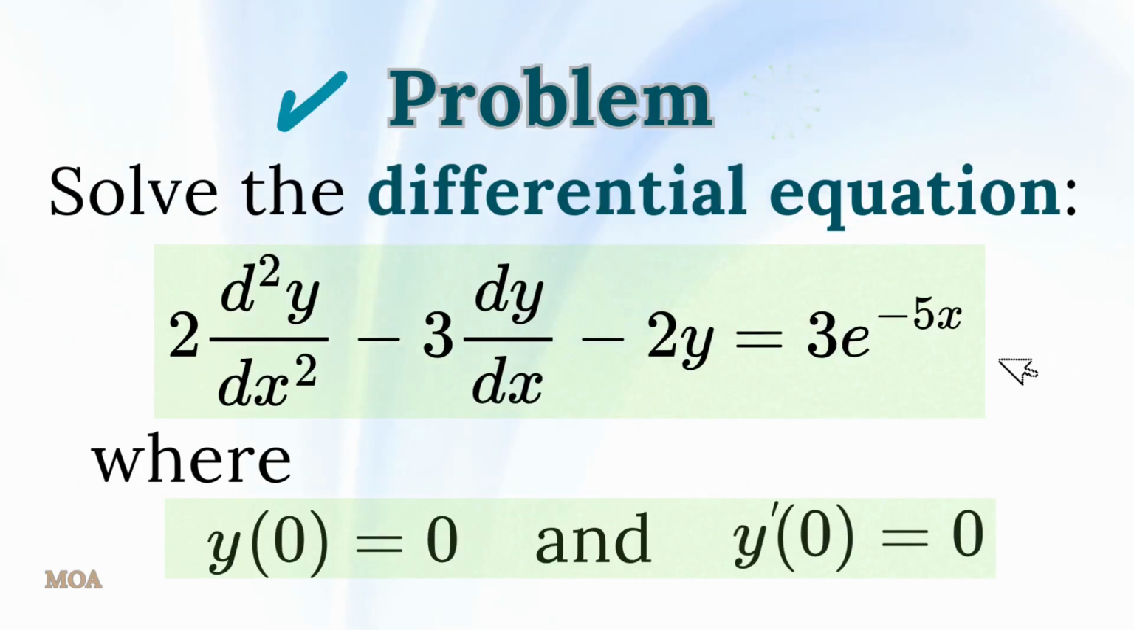In this problem, we aim to solve the following second-order differential equation: 2 times the second derivative of y with respect to x, minus 3 times the first derivative of y with respect to x, minus 2 times y of x, equals 3 times e raised to the power of minus 5x. The initial conditions are y of 0 equals 0, and the first derivative of y with respect to x at x equals 0 also equals 0.